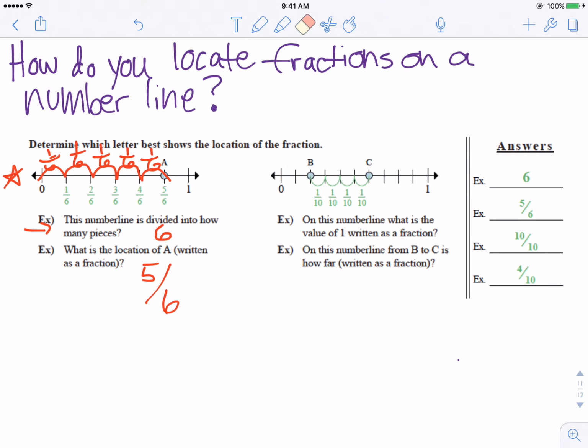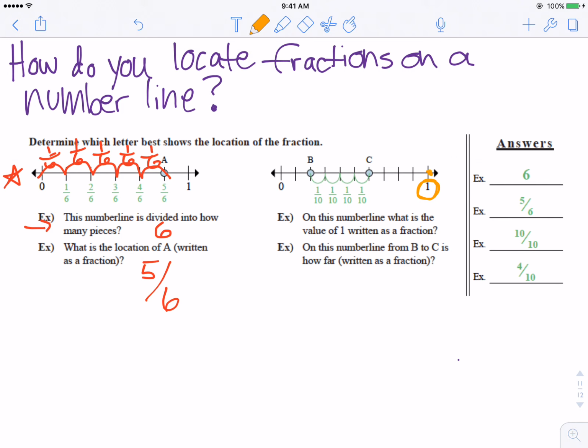So now the first question asks, on the number line, what is the value of 1 written as a fraction? So what they're asking you is right here, this 1, if we were to put a dot there, what fraction would that equal? Well, I know this is 1/10, 2/10, 3, 4, 5/10, 6/10, 7/10, 8/10, 9/10, 10/10. So 1 whole is 10/10. I also know that because any time that I have a numerator that matches the denominator, that equals 1. And in this case, since we're talking about tenths, I need 10 of them to equal 1.